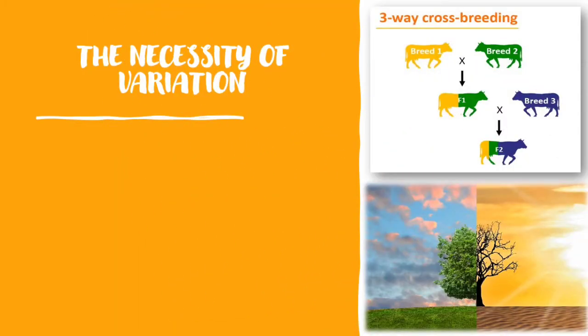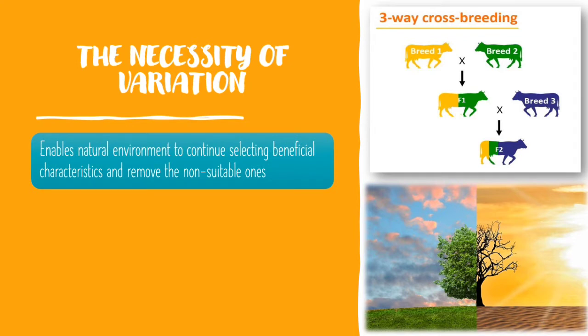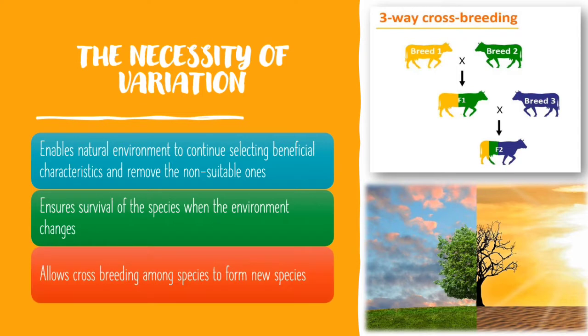Okay, the necessity of variation enables the natural environment to continue selecting beneficial characteristics and remove the non-suitable ones. It ensures survival of the species when the environment changes. It also allows crossbreeding among species to form new species. So this is the necessity of variation.